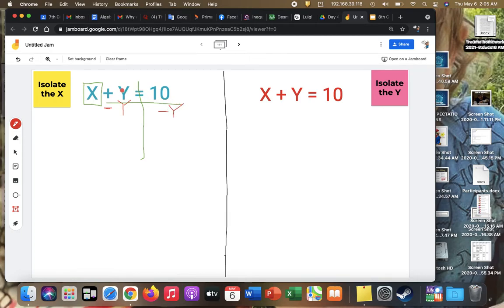The reason I did minus y is because now y minus y cancels out. This x on the left side is now isolated. Great. What about the right side? 10 and y are not like terms. So the final answer is going to be x equals 10 minus y.